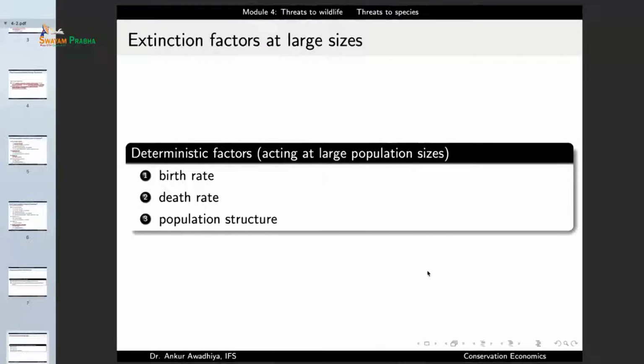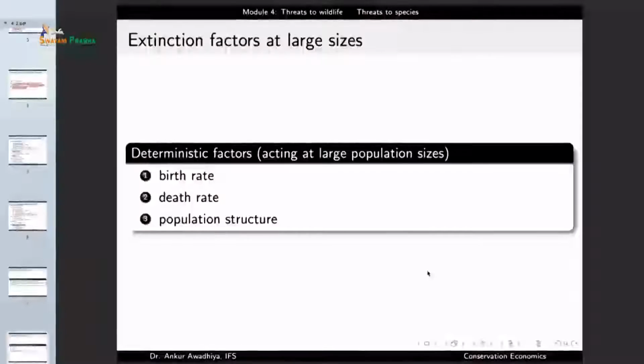The deterministic factors are the factors that act at large population sizes. So, these include things like birth rate, death rate, population structure, and so on. So basically, if you have a large size population, and the birth rate has gone down, or say the death rate has gone up. Now, why could such a thing happen?